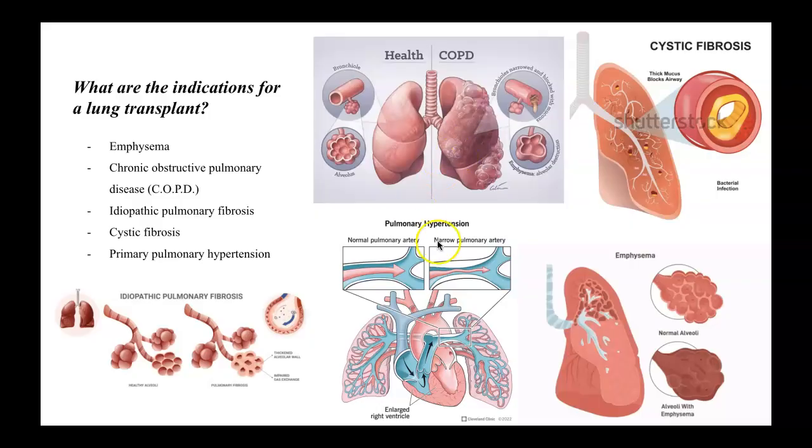and cystic fibrosis is a genetic disorder that affects the body's mucus buildup in not just the lungs, but also the pancreas and digestive system. IPF, or idiopathic pulmonary fibrosis, is a progressive lung disease that involves the scarring and thickening of the lung tissue. And then pulmonary hypertension is actually a pretty rare disease that affects the blood vessels in the lungs.